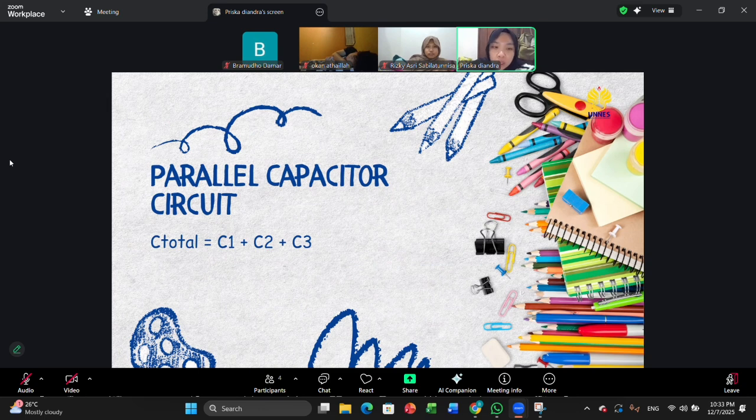Parallel capacitor circuit. For capacitors in parallel, the total capacitance is calculated by simply adding the capacitance values. C total equals C1 plus C2 plus C3. Parallel capacitors increase the total charge storage capacity.